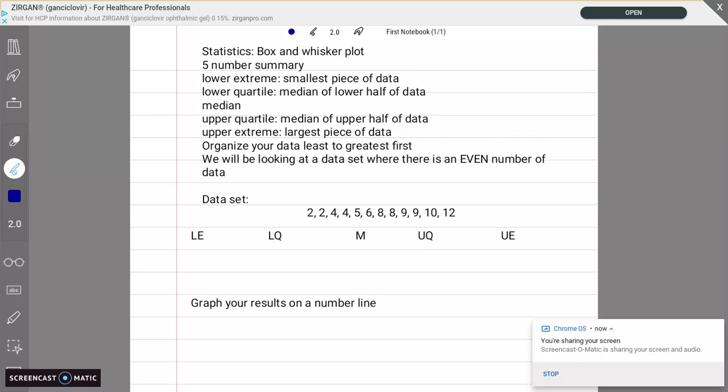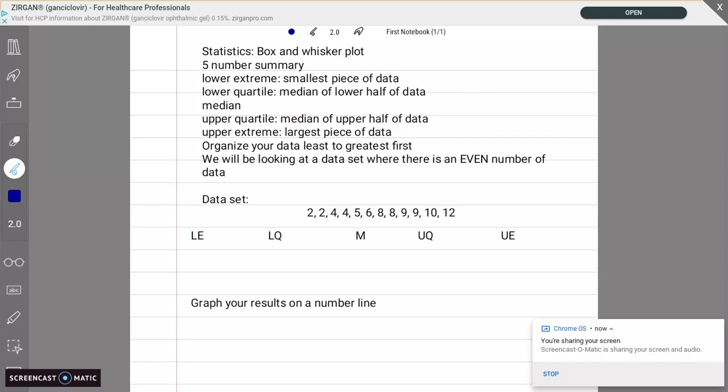Today we are going to be talking about box and whisker plots. I already do have a video on this. The video that I previously did was when there was an odd amount of data, so there is an odd number of data in your data set. This case is going to be an even amount of data, so that means there's 12 pieces, 14, 16, 20 pieces, whatever the case may be.